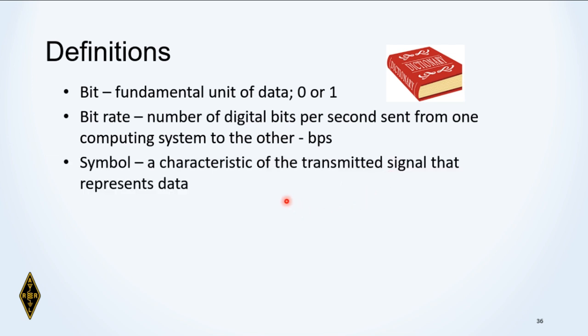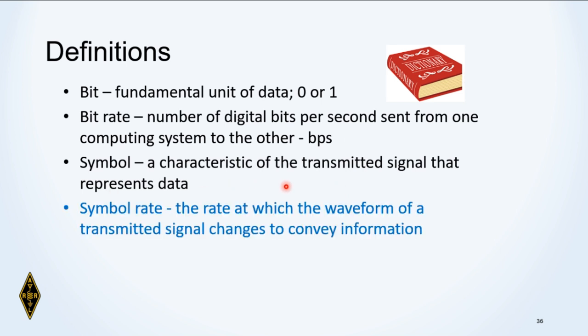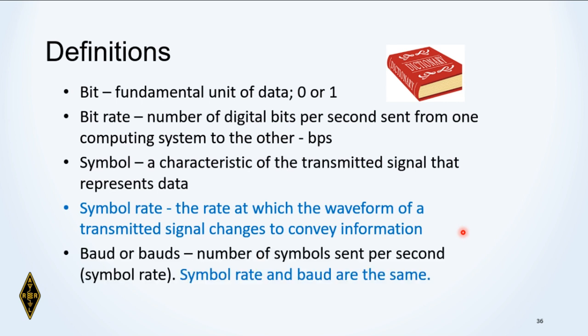Now, a symbol. A symbol is a characteristic of the transmitted signal that represents data. And symbols and bits per second aren't necessarily the same thing. We'll talk more about that. But the symbol rate is going to be really important. The symbol rate is the rate at which the waveform of a transmitted signal changes to convey information. So just remember that as a definition for the moment. And the term baud, or bauds, is the number of symbols sent per second. So the baud is the same as symbol rate. Symbol rate and baud are the same.